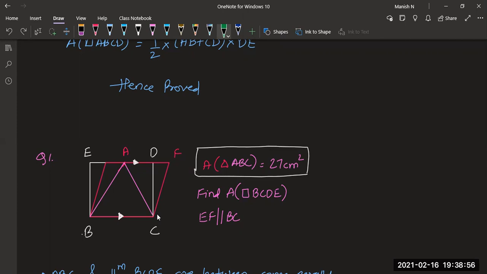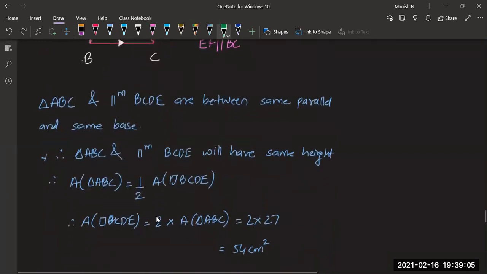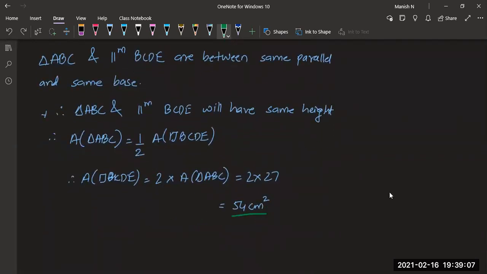So the area of the triangle has to be half of the area of the quadrilateral, which means the area of the quadrilateral has to be double the area of the triangle, which means it should be just 54, right? Yes, that is correct, 54. Because they will have the same height, as we saw, they are between the same parallels and the same base, right? This is according to theorem 3, which we just now studied.